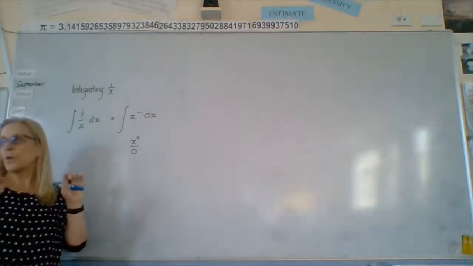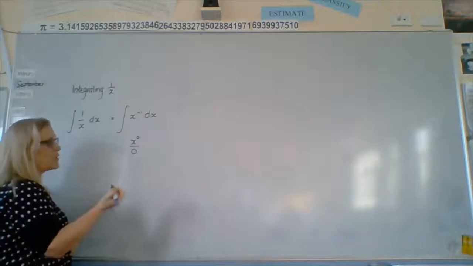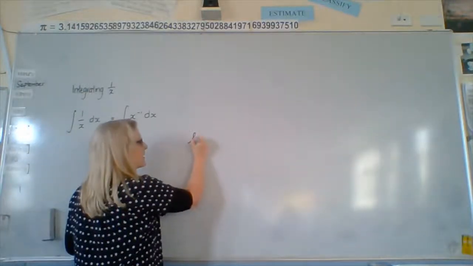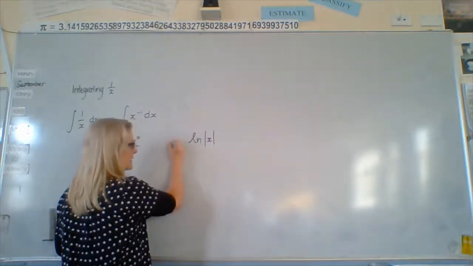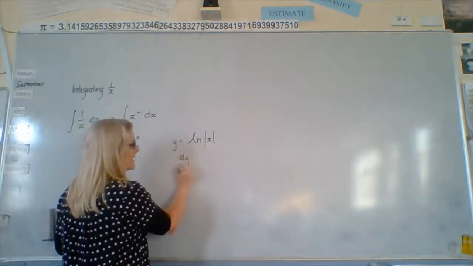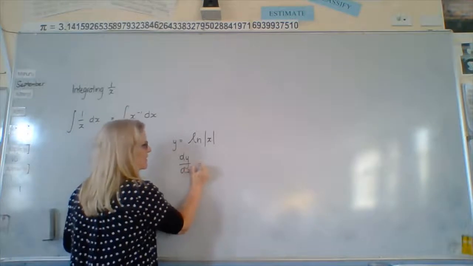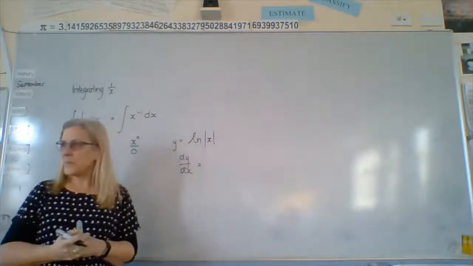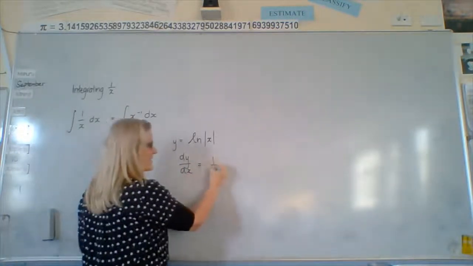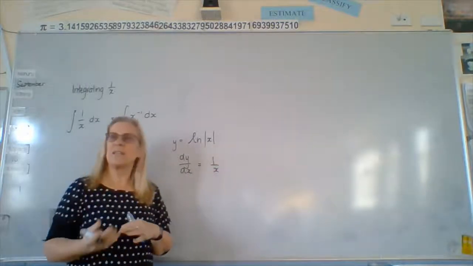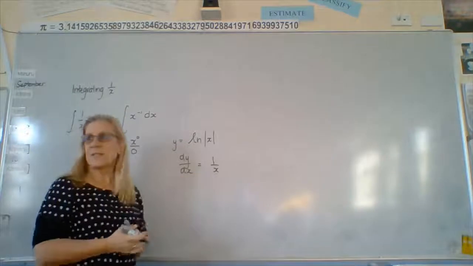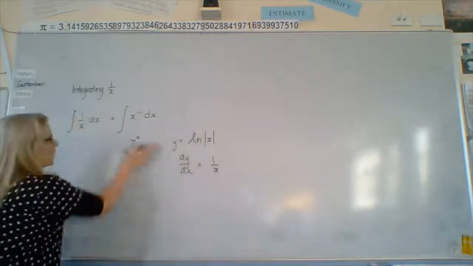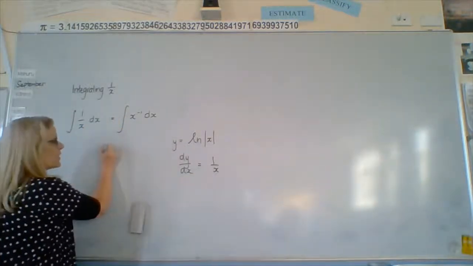So there's a rule on your formula sheet. You will remember that when we differentiated this, then dy by dx became 1 over x. So knowing that integration is the opposite, this is going to go to this. So we aren't going to get that, we're going to get this.